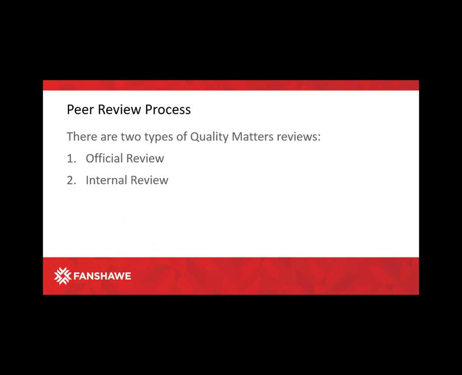The QM process is designed to be continuous, collegial, and collaborative. There are 2 main types of reviews for Quality Matters. Number 1, official review, and number 2, internal review. Official QM reviews may be contracted on a course-by-course basis. When conducting an official QM review of a course, the review team consists of 3 QM certified faculty peer reviewers, one of which must be a subject matter expert. At least one of the reviewers must be external to the course's home institution.